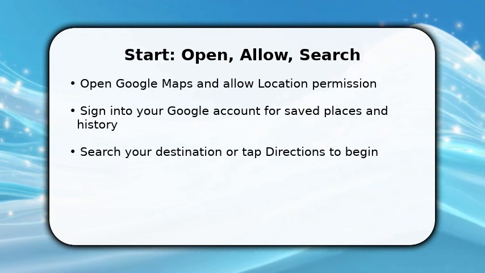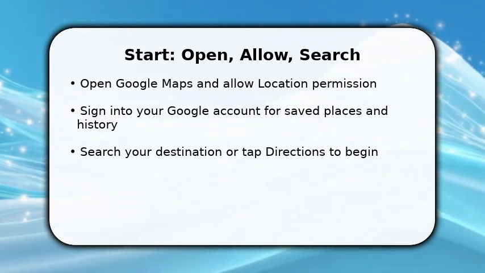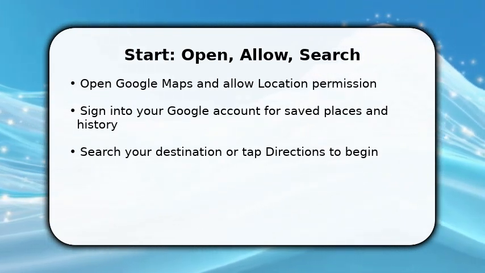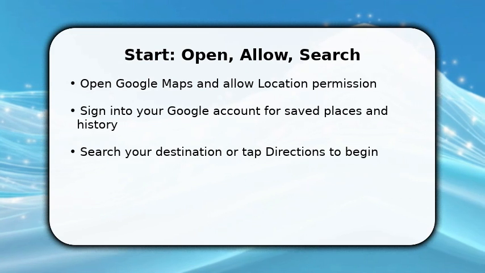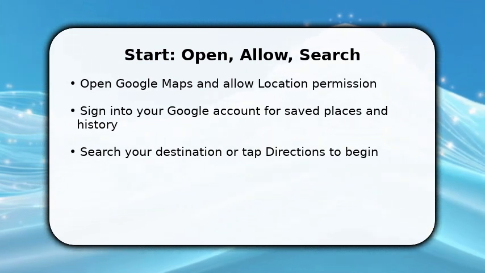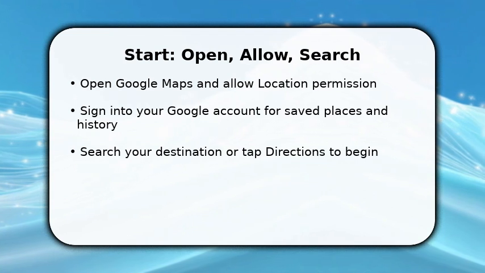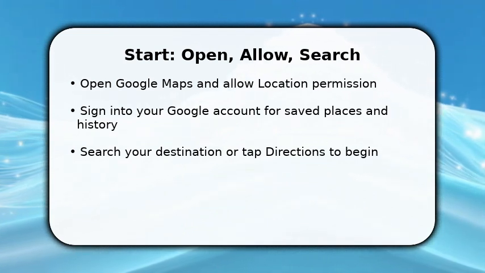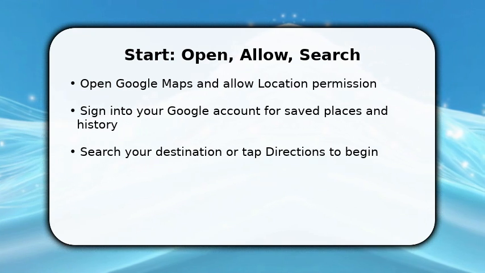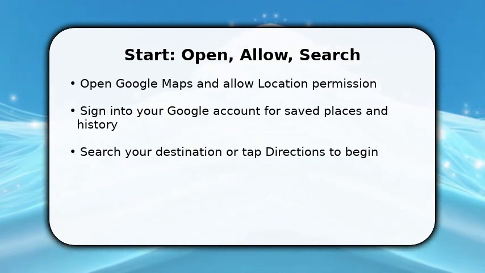Type your destination into the search bar or tap directions. Pick driving, walking, transit, or biking. Once done, glance at the route preview and estimated time. Make sure to tap the three-dot menu to access route options, like avoiding tolls or highways, before you start navigation.